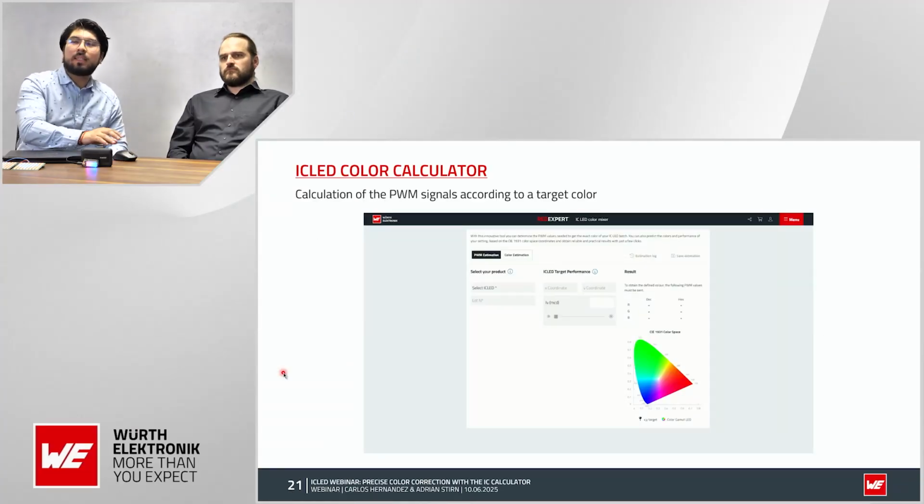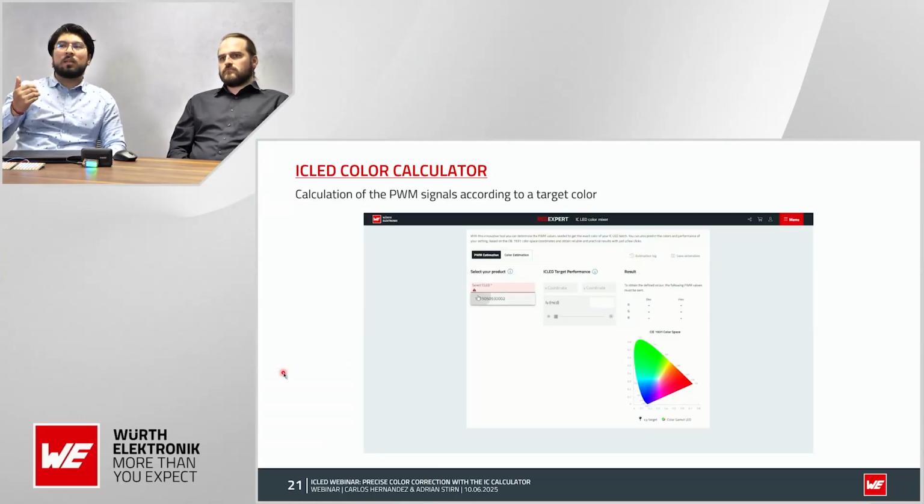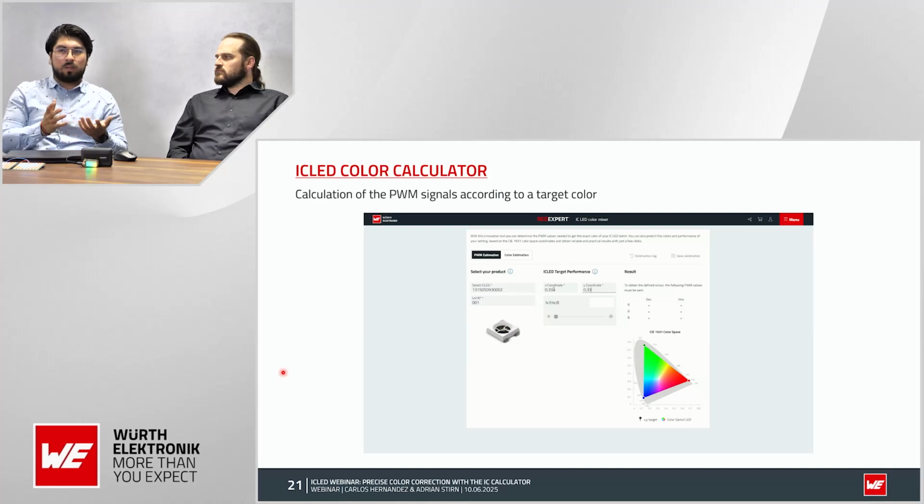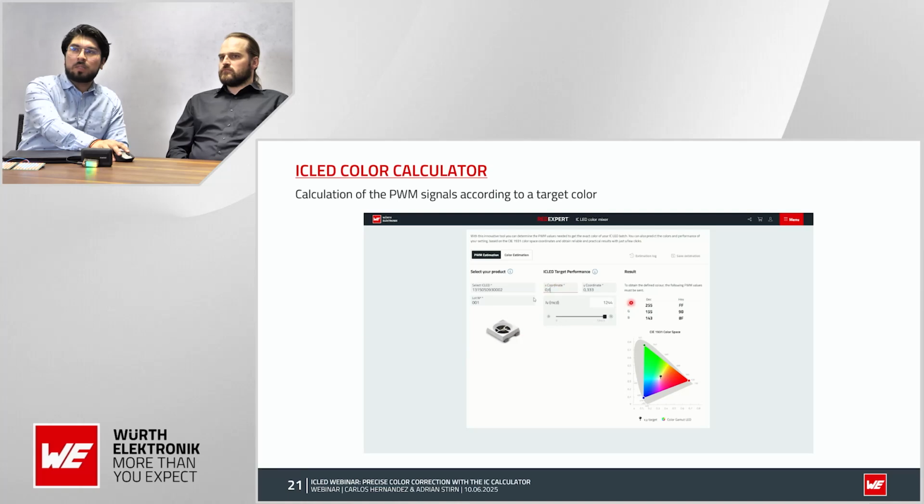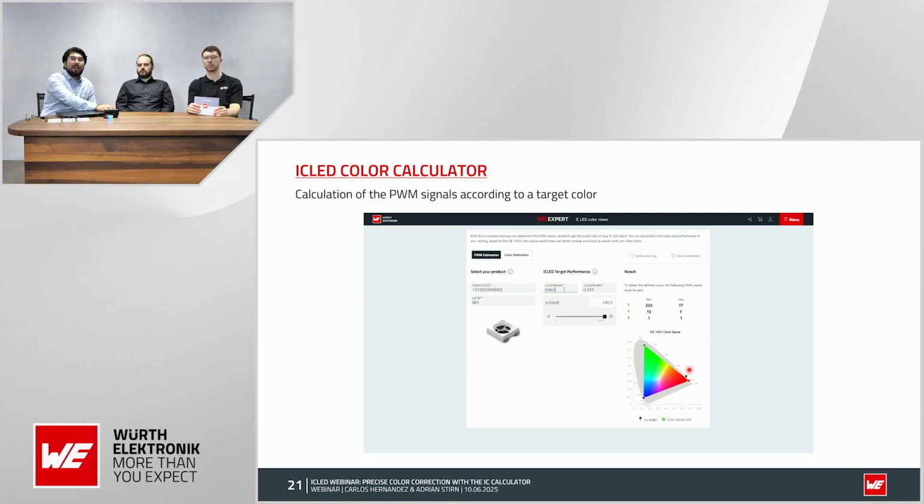And this is just an example of what's happening behind the scenes. You know, the customer gets the LED. They select the lot number or the bin group the LED is from. And the tool tells you, hey, if you want to achieve this white, this red, this green, this purple, you just type the coordinates of the CIE 1931 in the tool, and it just calculates. It gives you the RGB values that you have to send to your LEDs so that you can achieve the target color that you want.